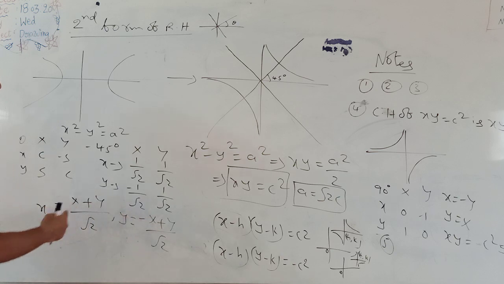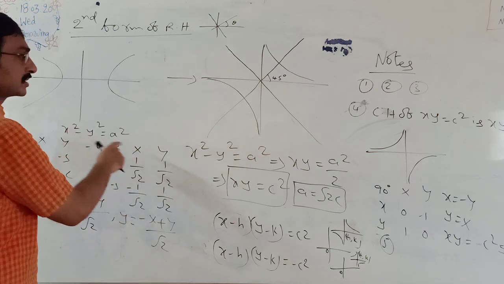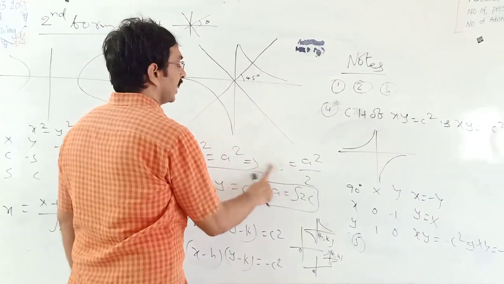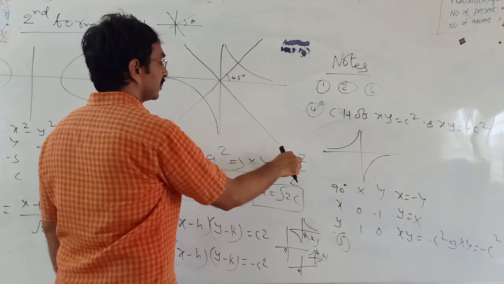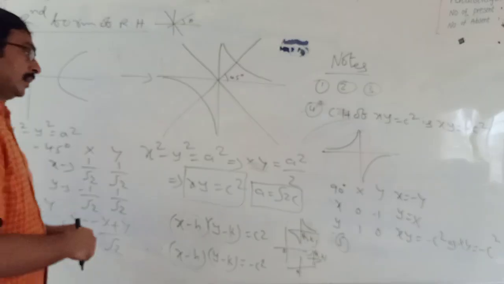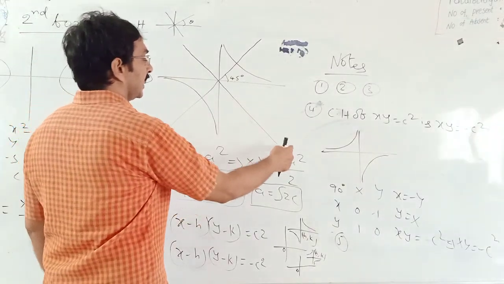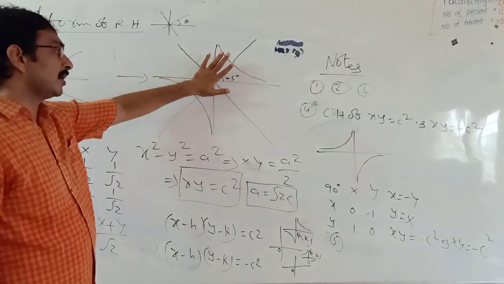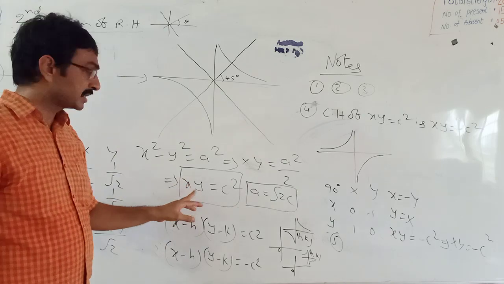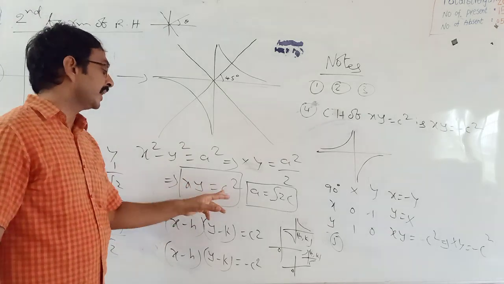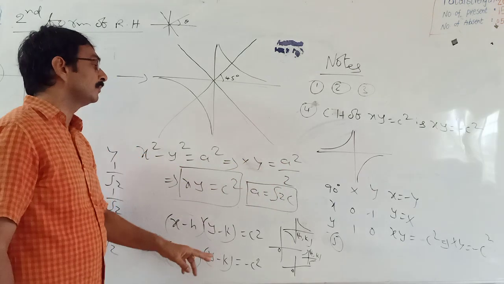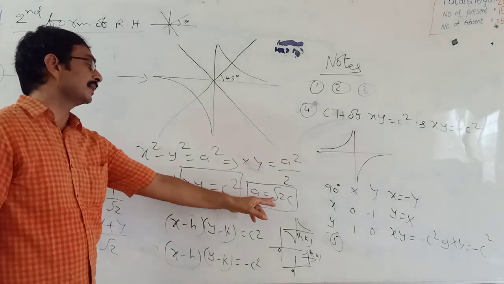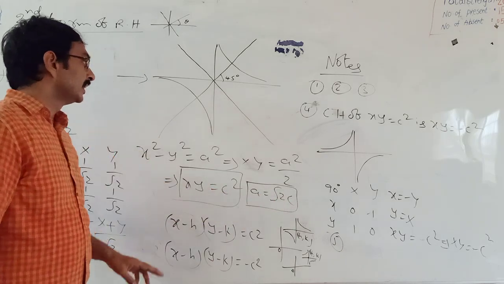By substituting these two values in this equation, we get X into Y equal to a square by 2. I am assuming a square by 2 as c square. So the equation of the second form of rectangular hyperbola is xy equal to c square, where c square equal to a square by 2. That means a equal to root 2 into c. Learn this relation between a and c by heart.